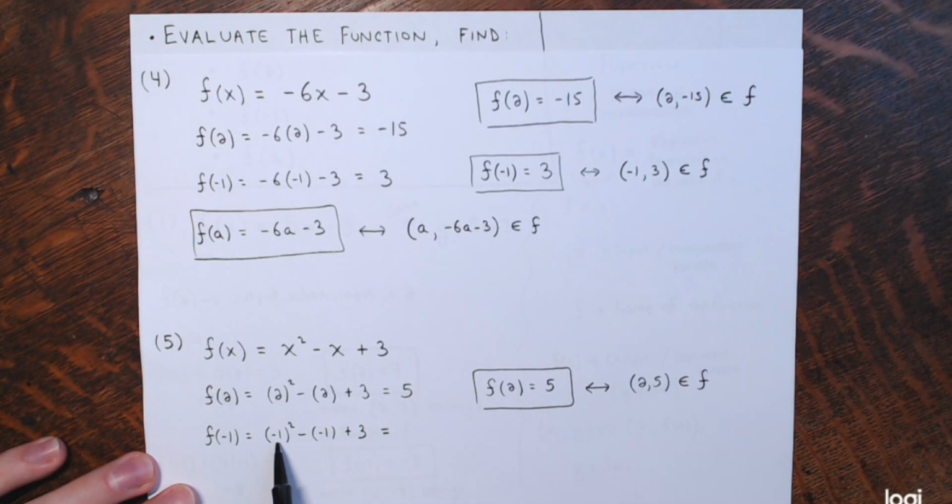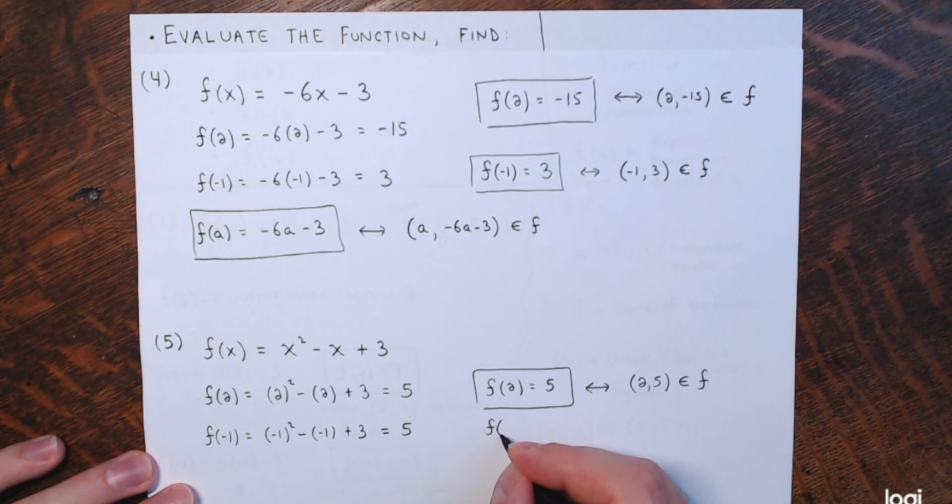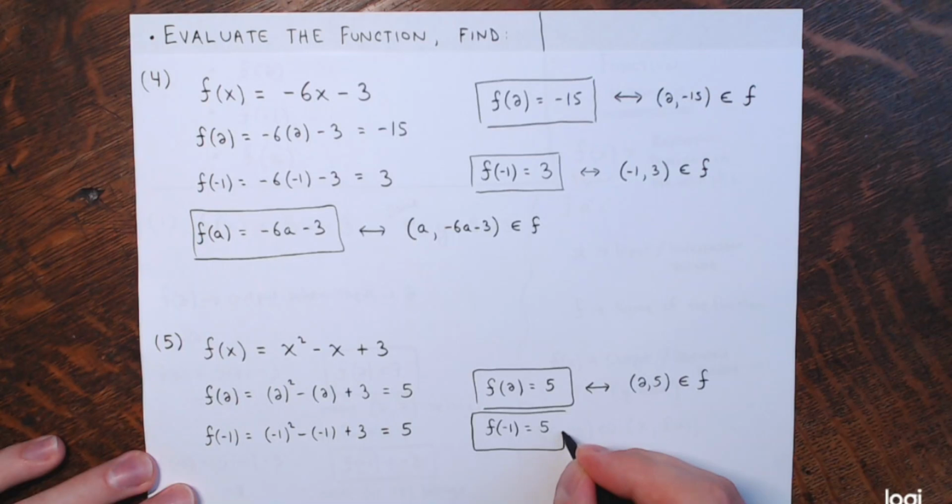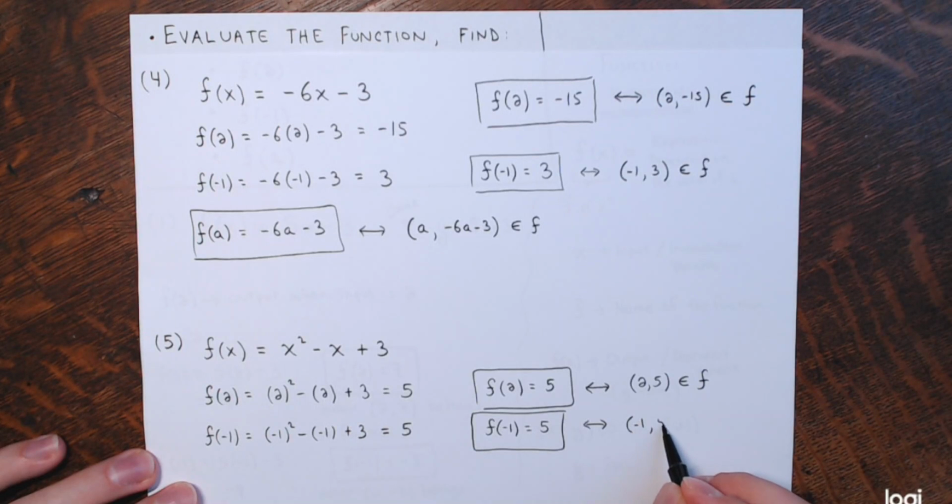Now remember, negative 1 to the second power is positive 1. That's negative 1 times negative 1. So I have positive 1 there, positive 1 here, right? Negative minus negative 1. So 1 plus 1 is 2, plus 3 is 5 again. So the value of f at negative 1 is also positive 5. And again, an equivalent statement to this would be that the ordered pair negative 1 comma 5 belongs to this function we're calling little f yet again.